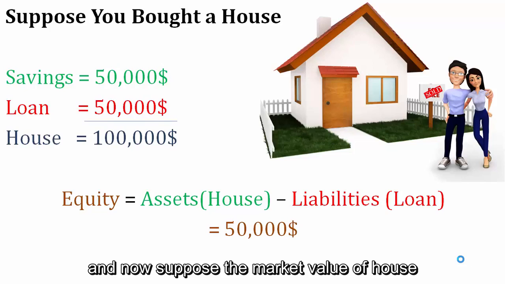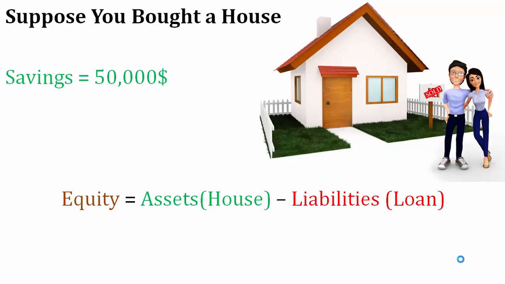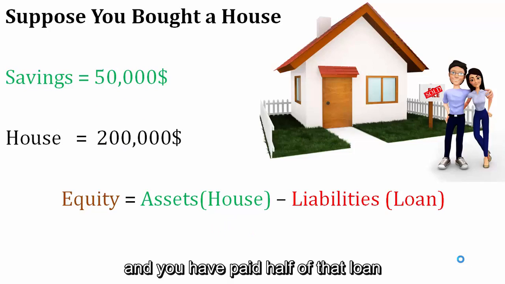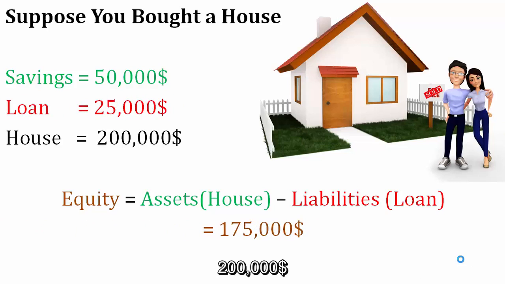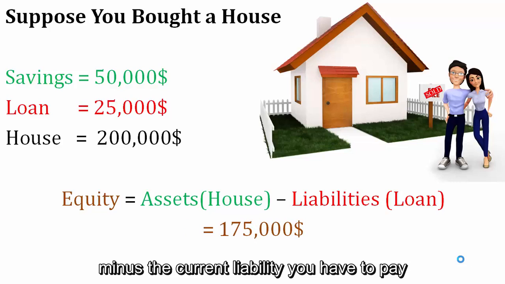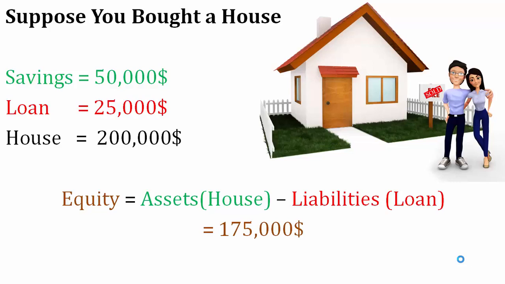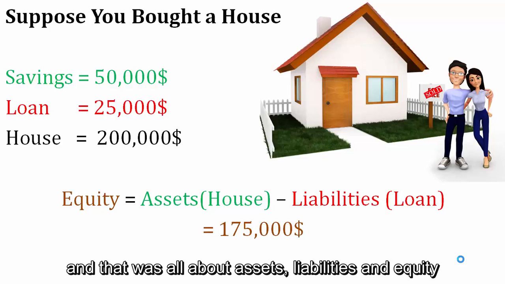And now suppose the market value of the house goes to $200,000 and you have paid half of that loan. So the equity will be again assets minus liabilities, that is $200,000, the market value of the house now, minus the current liability you have to pay, that is $25,000. And that makes me reach a conclusion of $175,000. And that was all about assets, liabilities and equity.